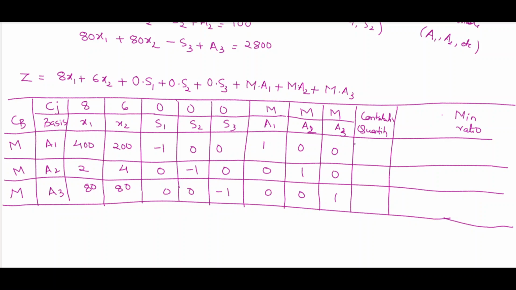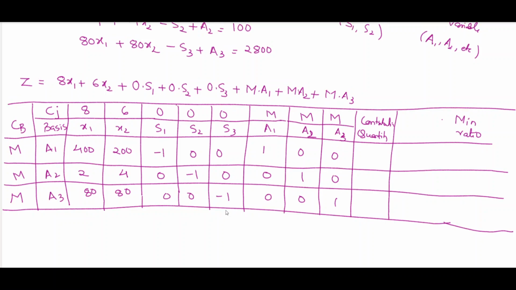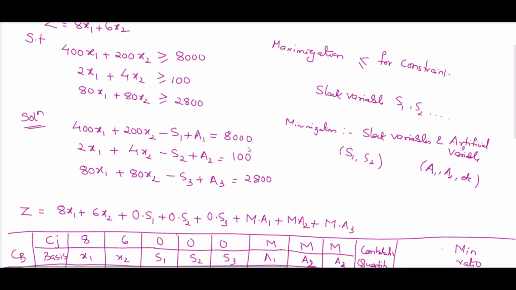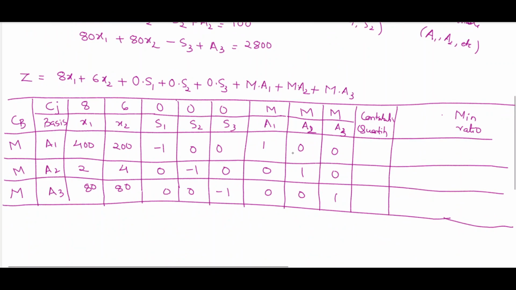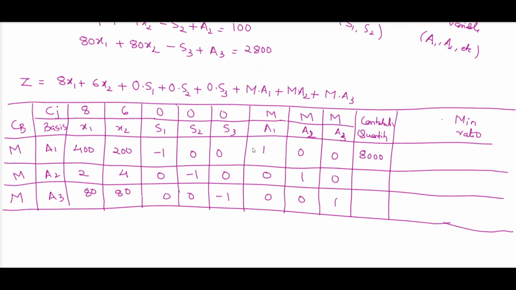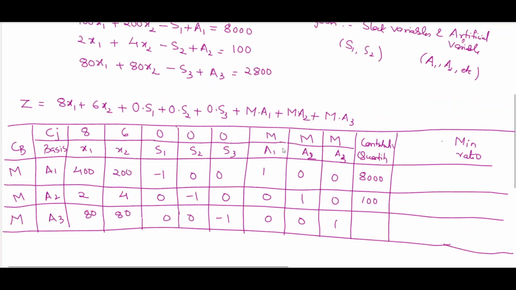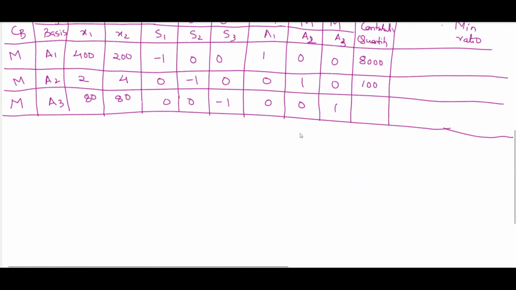Now this column remains, contribution quantity. Contribution quantity is always the contribution made by these constraints. That means first one it will be 8,000. Second it is 100. And third it is 2,800.